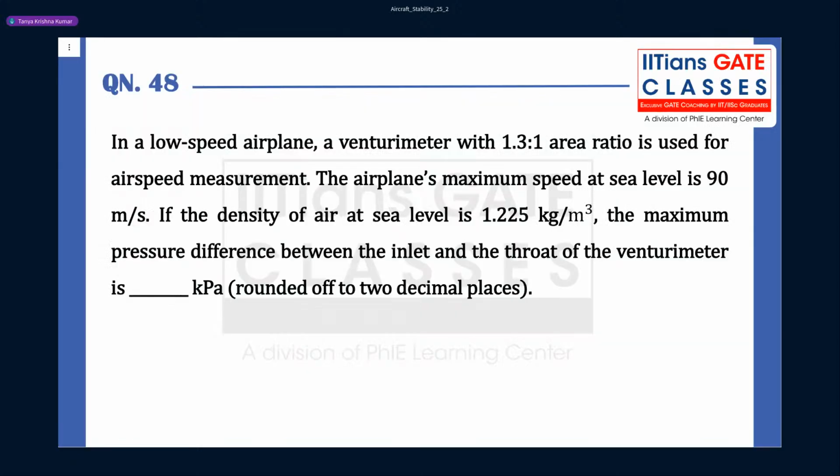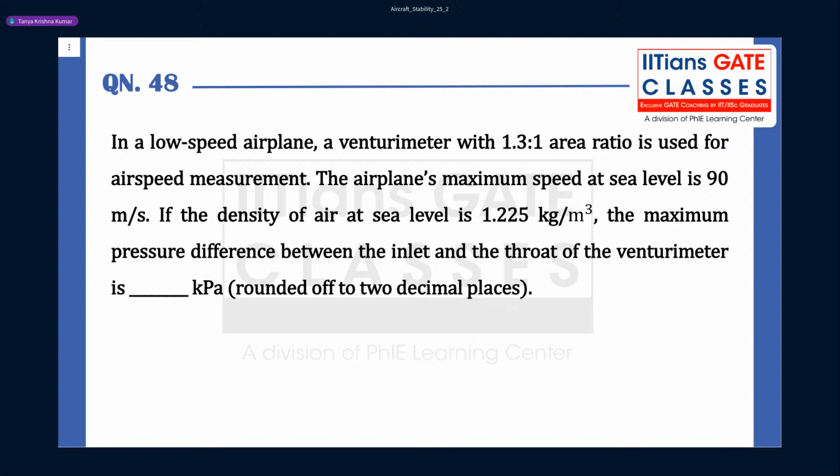In a low-speed airplane, a venturi meter with 1.3:1 area ratio is used for airspeed measurement. The airplane's maximum speed at sea level is 90 meters per second. If the density of air at sea level is 1.225 kg per meter cube, the maximum pressure difference between inlet and throat of venturi meter is in kilopascal, rounded to 2 decimal places. So let's try solving this.